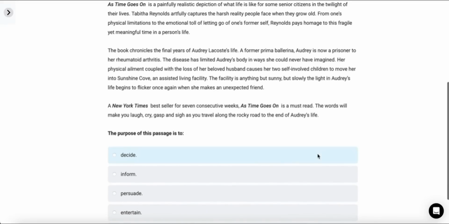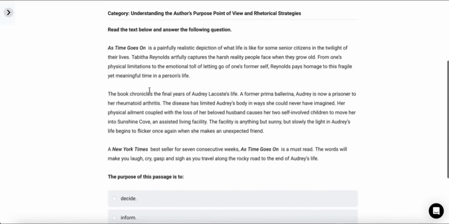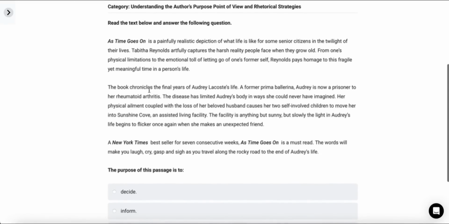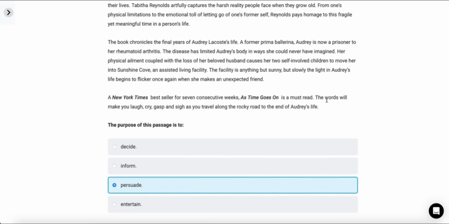The purpose of this passage is to decide, inform, persuade, or entertain. The text here seems to be describing a really good book that the author believes is worthwhile for an audience to read. Therefore, the correct answer would be to persuade. Even the end talks about how the words in the book will make you laugh and cry. And it says that it's a must read. That particularly jumps out as something that's encouraging an audience to look at the book.